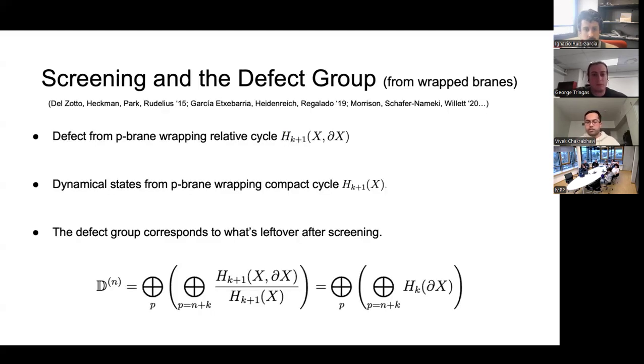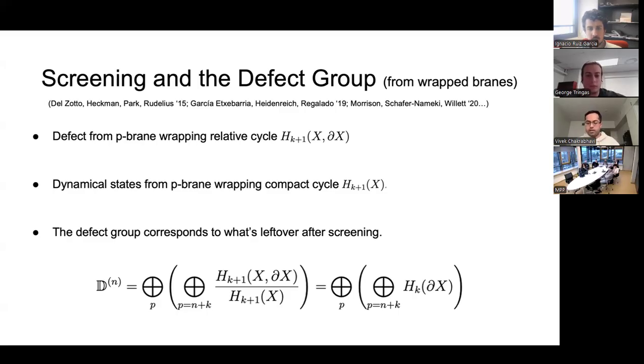There is one more additional subtlety, which is that some of these defects might get screened. What do I mean by that? So we can construct a whole bunch of candidate defects by taking p-dimensional branes and wrapping them on relative cycles. However, there may also be dynamical states, which you get by taking a p-dimensional brane and wrapping them on certain compact cycles. Now, if these dynamical states terminate on the defect, then those candidate defects get screened away. So what's left over after this sort of screening process is given by taking all the candidate defects and modding out by the defects that have dynamical states on them or ending on them. And that's what's called the defect group of the theory.